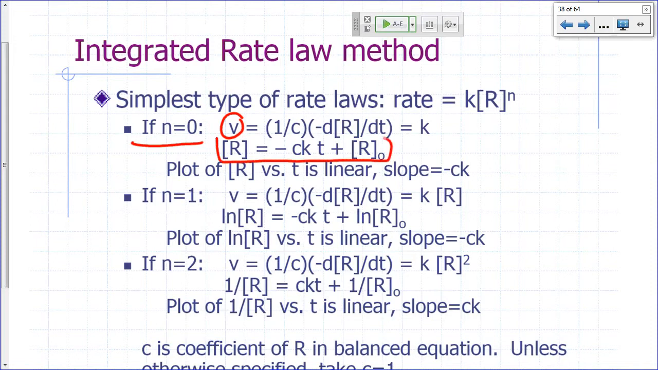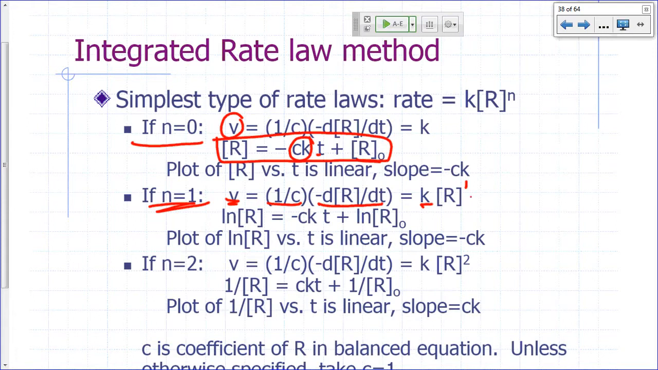But the net result is that R is equal to some constant c times k times time plus another constant, R naught. That's the equation you'll get, and we're going to examine it in a little more detail in a little while. If n is equal to 1, the rate of reaction is 1 over the coefficient of R times the rate of consumption of R, equal to k times R raised to the power 1.